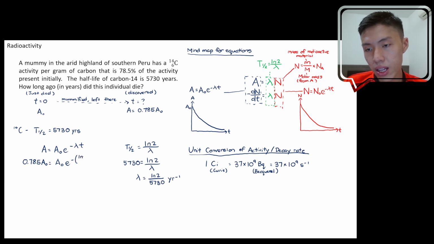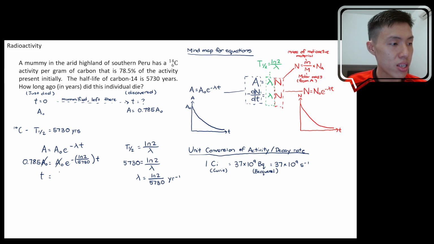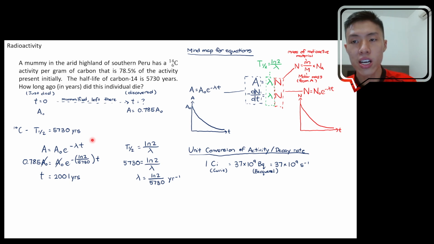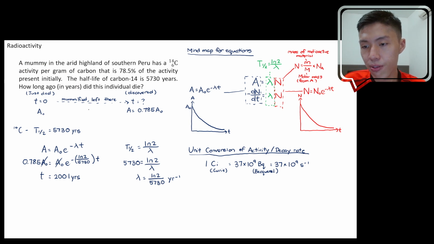If we put in lambda in the unit of per year, your time unit has to be consistent between lambda and t. So if lambda is per year, the time you substitute must be in years, and the answer you get for time will be in years. If you proceed to calculate on your calculator, you find the time to be 2001 years, keeping lambda and t consistent in time unit. That means this mummy has been left there for 2001 years.